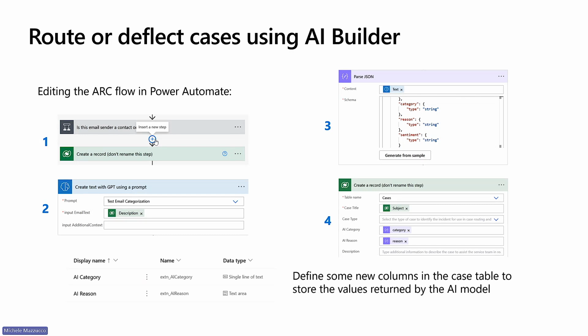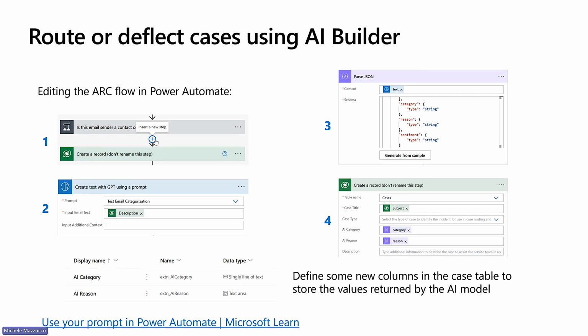Of course, we also created some corresponding custom columns for the case table in our Dataverse environment to host the new values returned by the AI. When this process is enabled for every new email received and without any human intervention, we'll find the category and other useful information filled automatically in every new case.